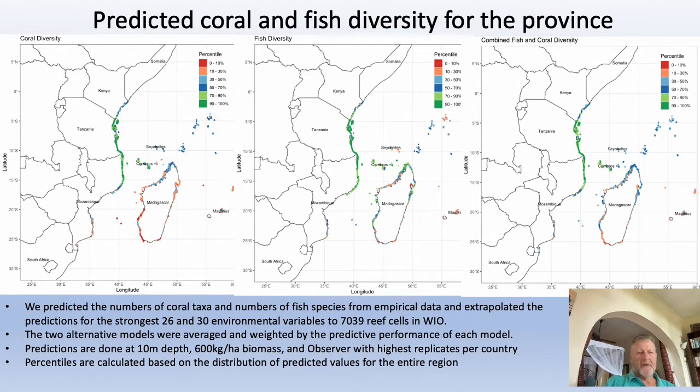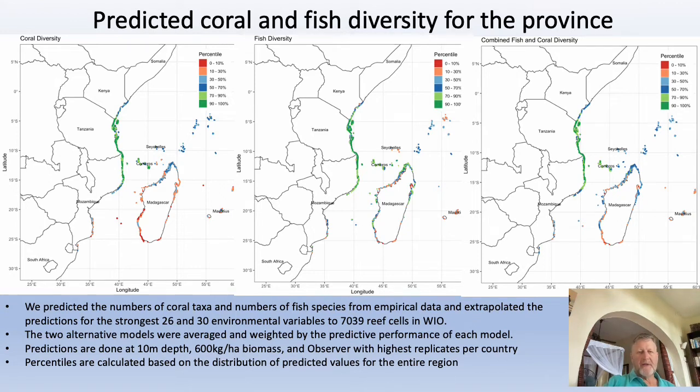On the left you see coral diversity distribution showing high diversity along the African coastline and in northwest Madagascar and some of the offshore islands. Lowest diversity is down in the middle southern parts of Madagascar.